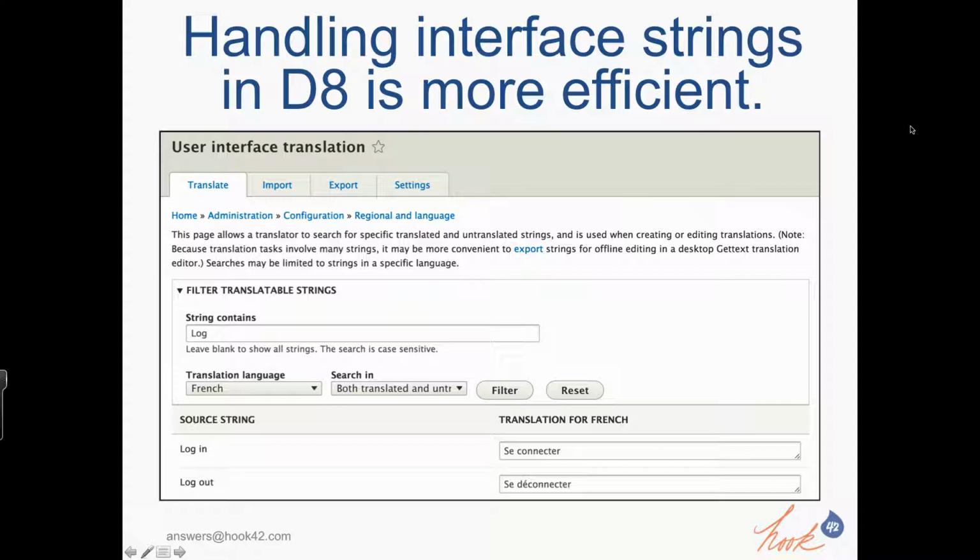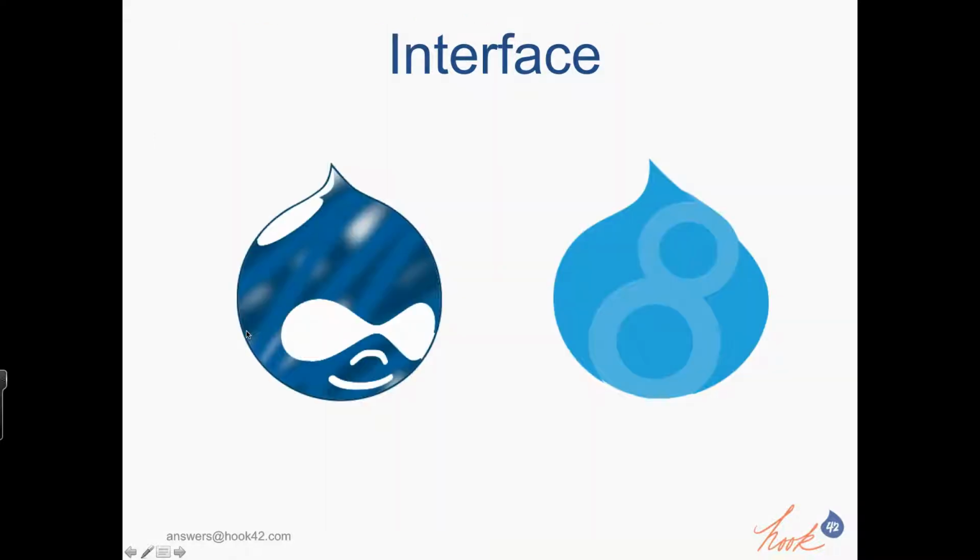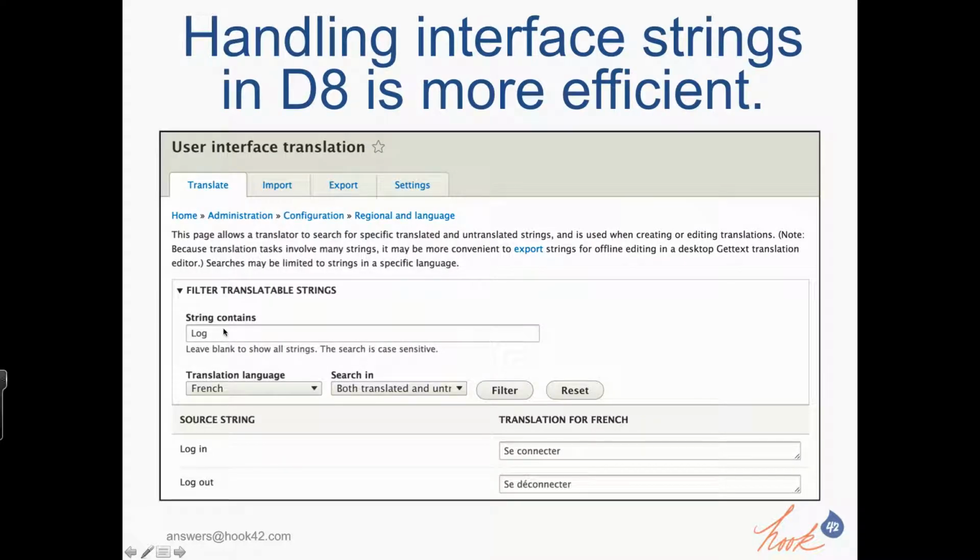But in Drupal 8, it's much more efficient. So what you do is, in the context of the single language that you're in, you still have this similar search. It's still case sensitive, so you have to be careful how you type your cased information in your modules. But you can choose the translation language like before. You can search in both translated and untranslated strings, and look at how easy it pops up right here for you, so you can enter all your translations at the same time. So it's much more efficient.